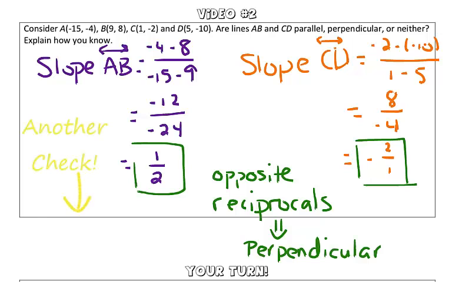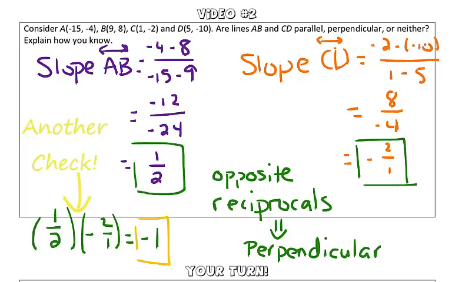One other way that we could have checked that is to take the product of these two slopes. So 1/2 times -2 over 1 is equal to -1. If we see that the product of the slopes of two lines is -1, we also know that's another check to show that lines are perpendicular.